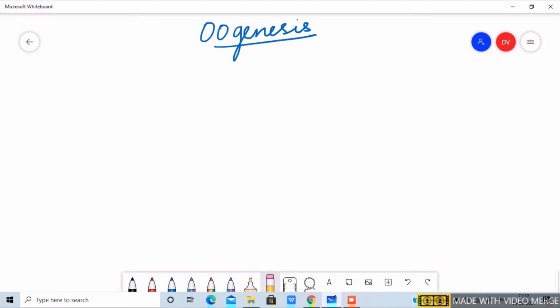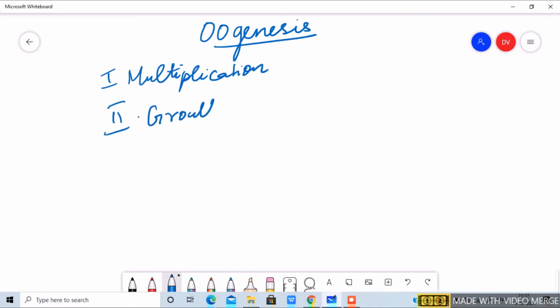If you take oogenesis, there are 3 steps. First we call it the multiplication phase, then the growth phase, then the maturation phase. So these are the three phases. Now let me explain one by one.